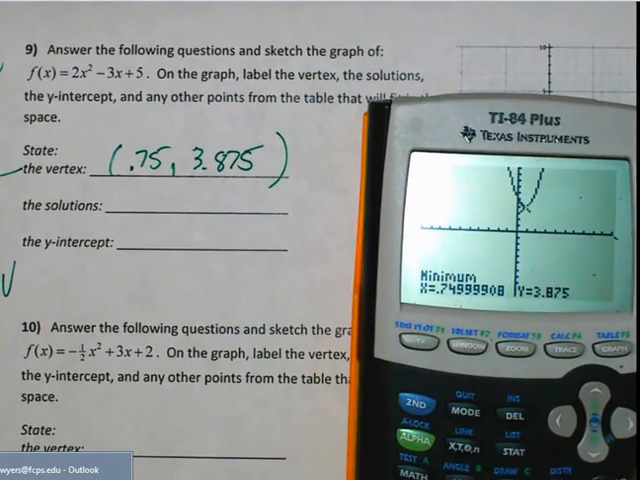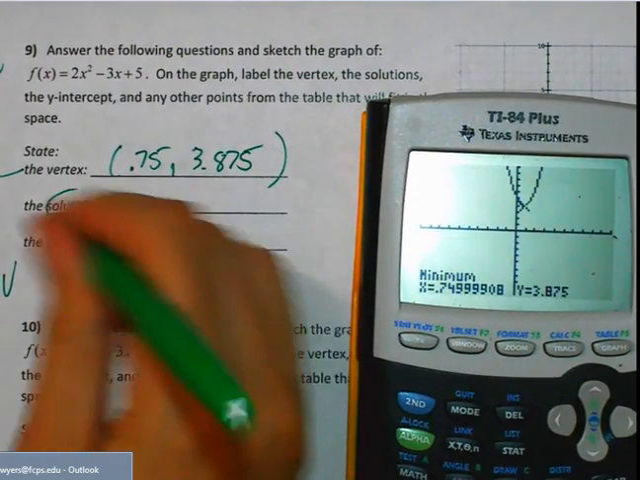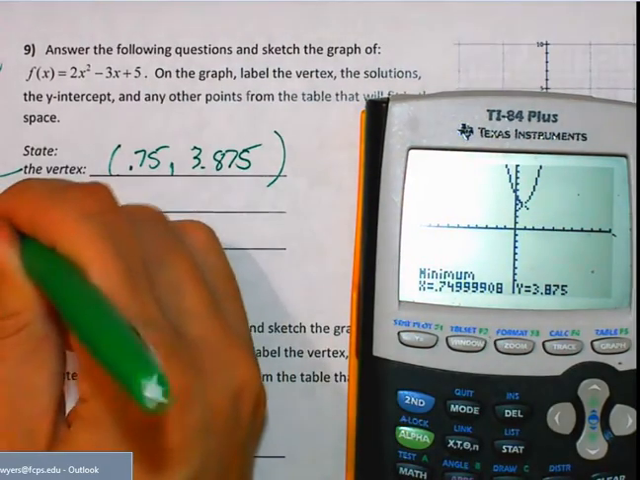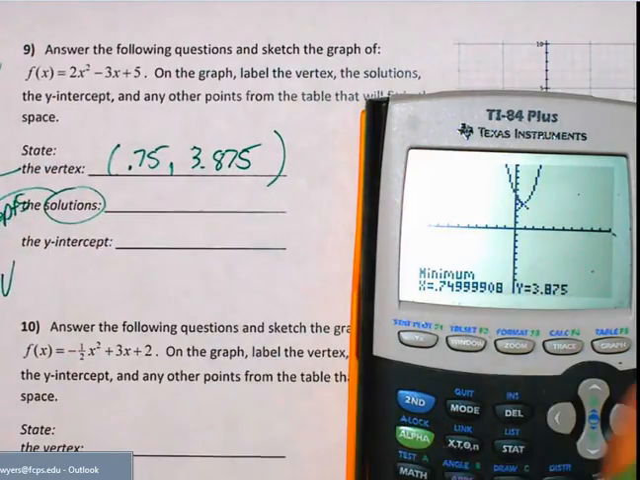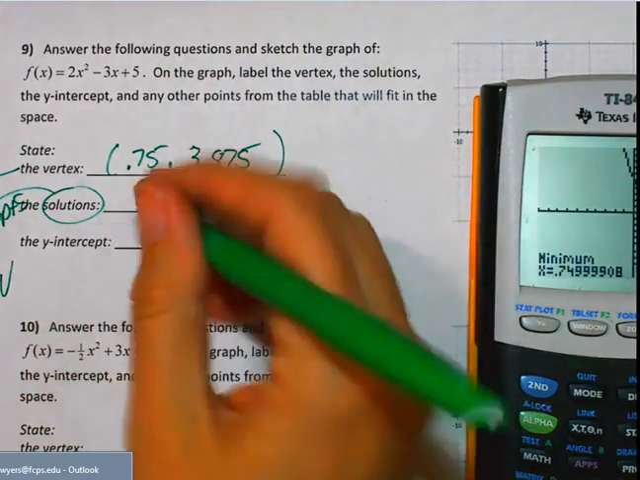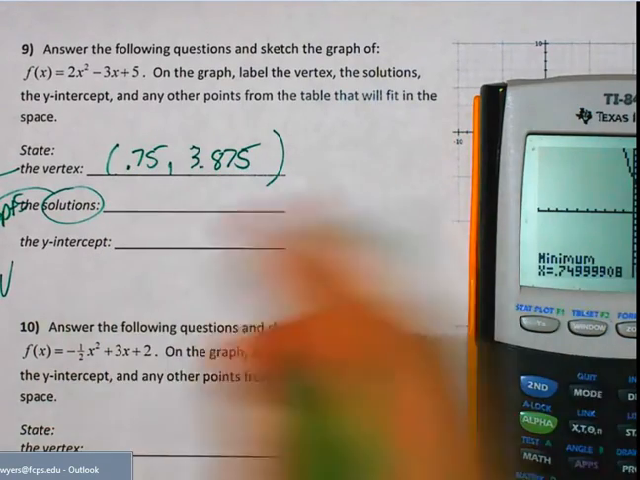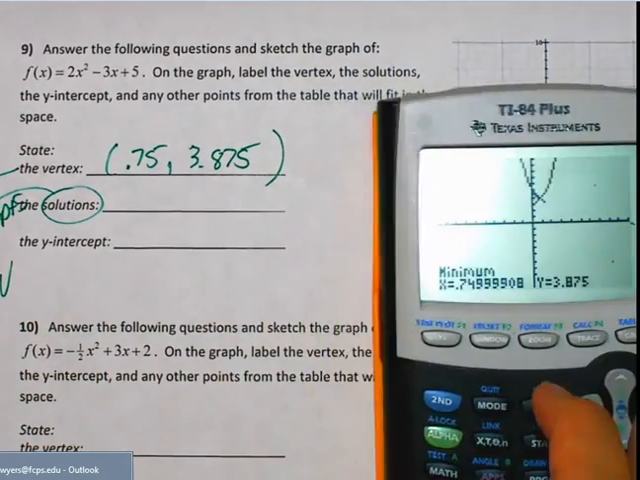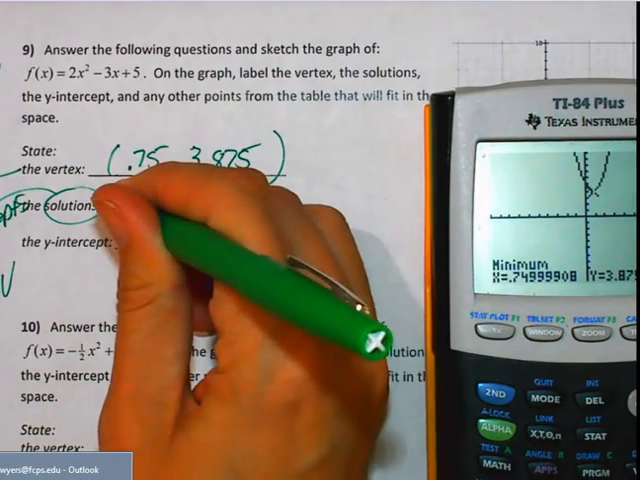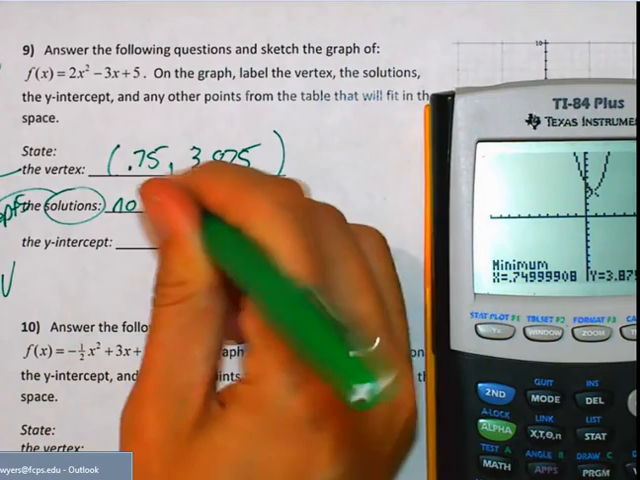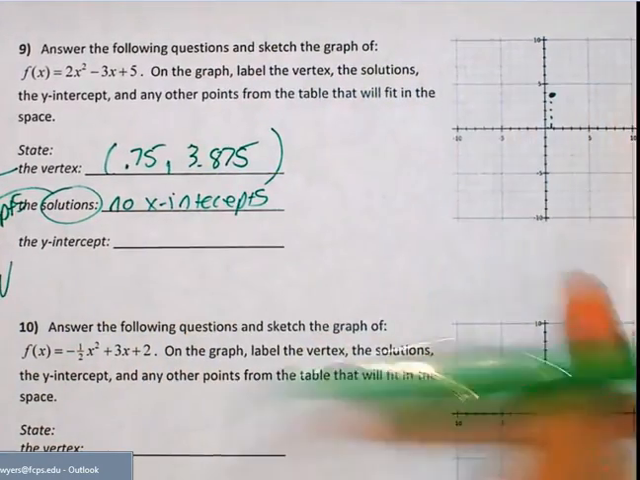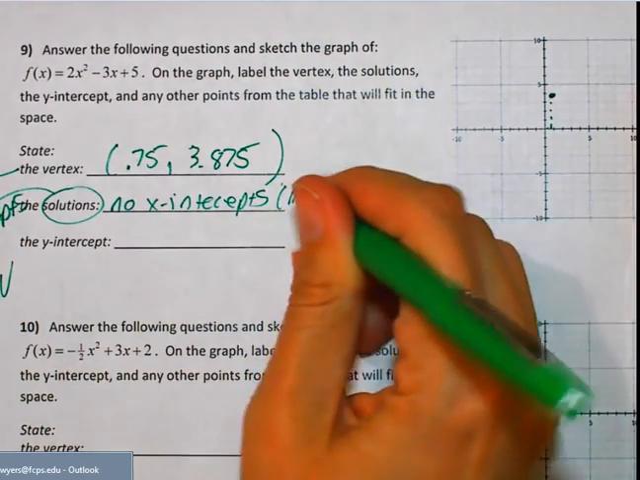The solutions, so remember solutions means the x-intercepts. And so in this case, there are no x-intercepts. Just so you're thinking forward, when you have a graph like that, the roots or the solutions are actually imaginary. So there are no x-intercepts, and that's because the solutions are imaginary.